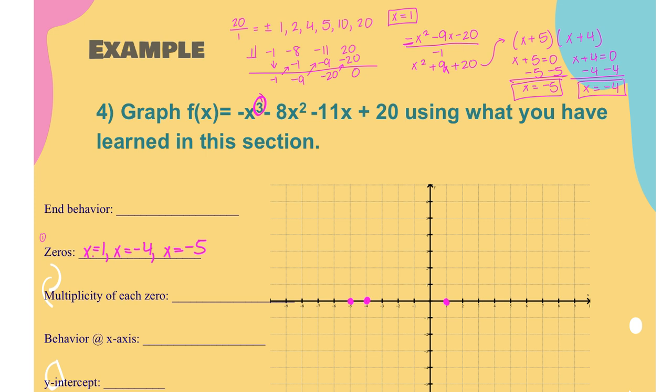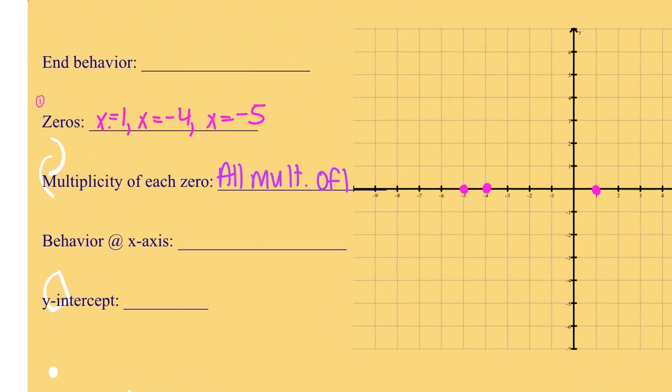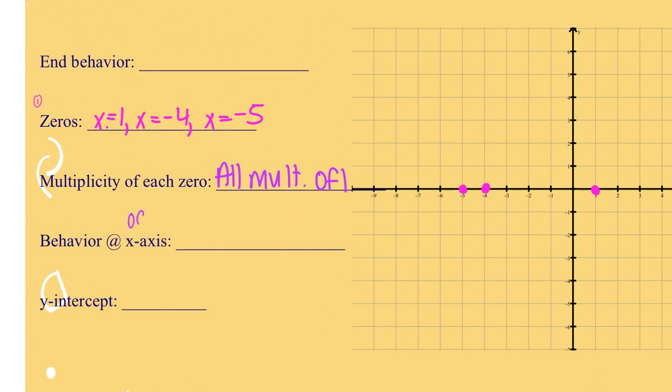Okay, good. They all have a multiplicity of 1. Nothing is repeating here. And because the multiplicity is 1, what is that telling me about my behavior? Is it going to be a bounce or a cross? It's going to be a cross. Keep in mind 1 is an odd number. So because it's odd, it's a cross. And all I have to do is draw those crosses. It's going to cross the x-axis. So that's what I have right now.